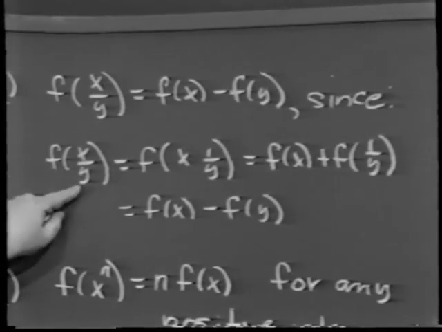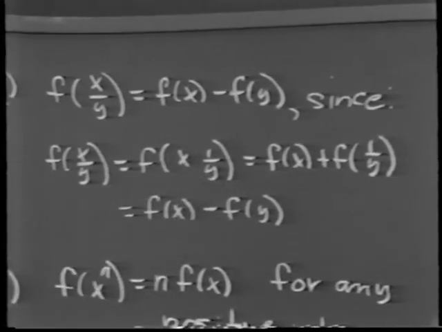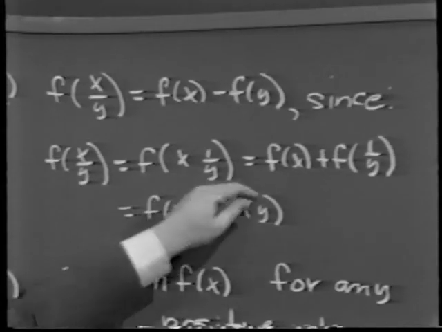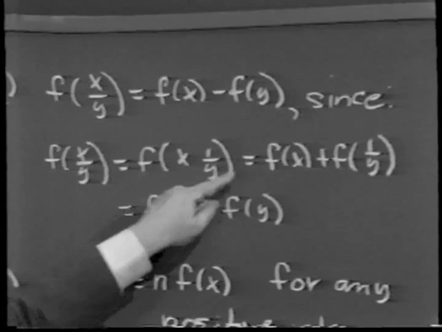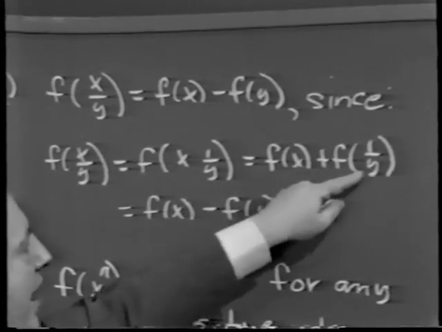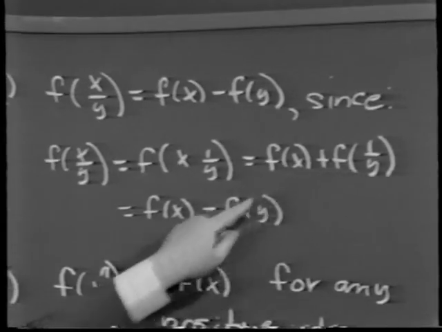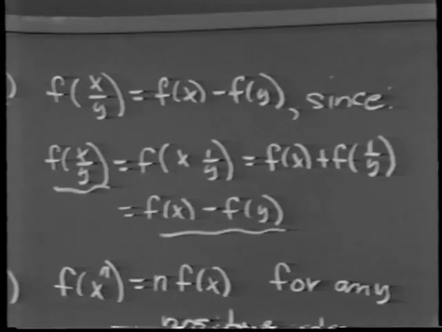Well, look at f of x over y. That says f of x times 1 over y. But again, by logarithmic properties, f of a product is the sum of the f's. Therefore, f of x times 1 over y is f of x plus f of 1 over y. But we just saw that f of 1 over y is minus f of y. So we have this familiar result now.